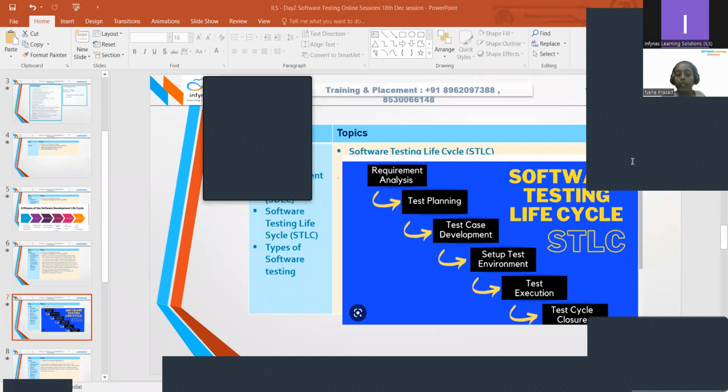As soon as we get the BRD, our requirement analysis will start. When I say requirement analysis, it means, suppose this is the BRD, I'm going to read each and every line of the BRD, each and every feature, each and every requirement. BRD is all about requirements. I'm going to write about all the requirements, 1, 2, 3, 4, like this.